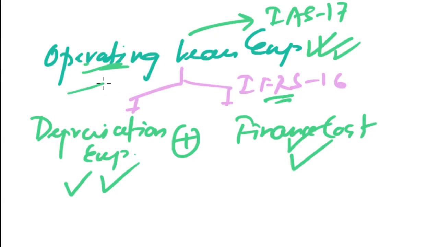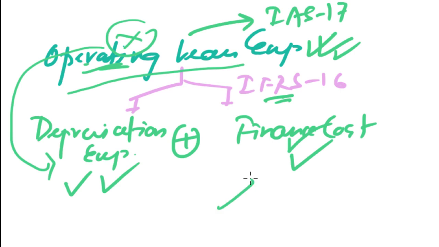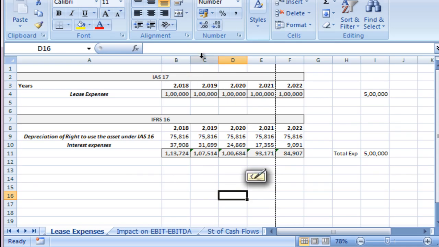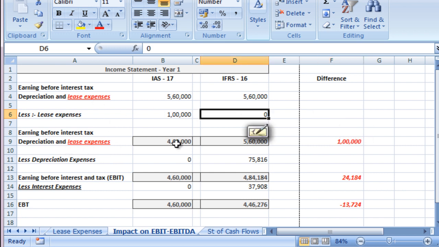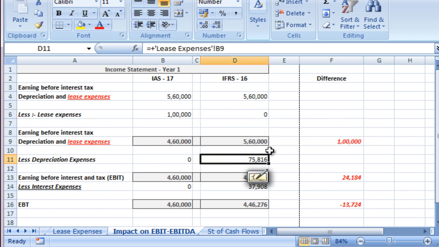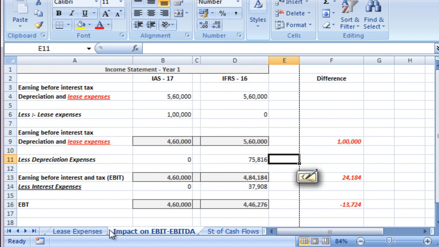See, so there is no lease expense here, but there is a depreciation expense to the tune of 75,816 that I have come across, where we have divided by 5 on a straight line basis. So this is earnings before interest and taxes. You can see there is a substantial difference in EBITDA. This is basically EBITDA, right?